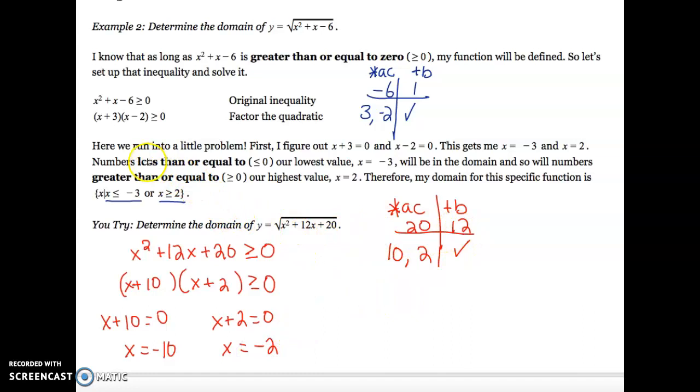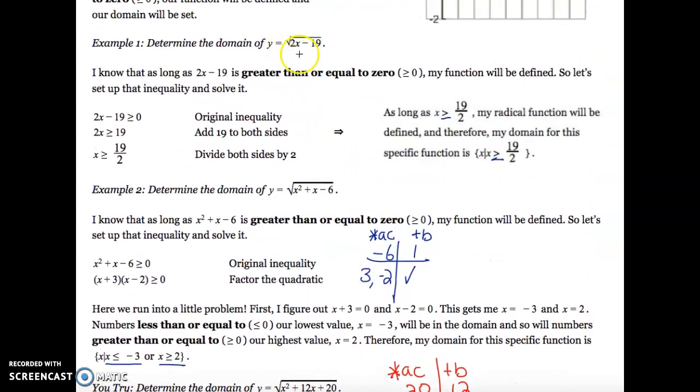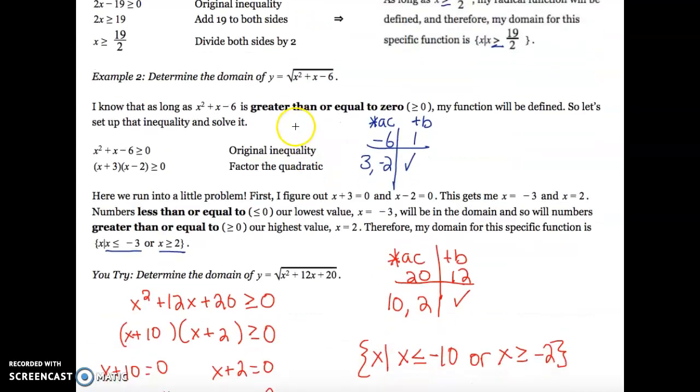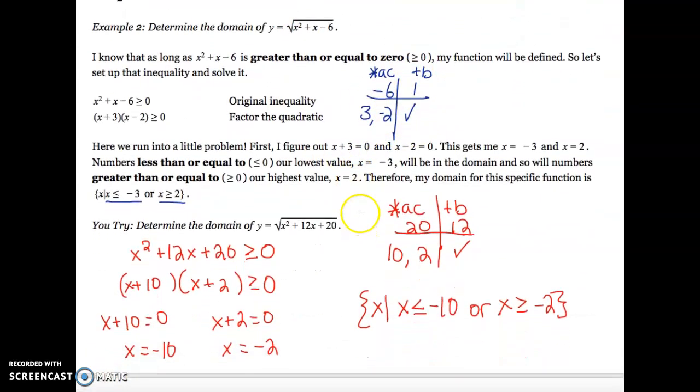So then my domain is going to be all the numbers less than or equal to my lowest value. My lowest value here is negative 10, so let's go right over here. We'll write our domain, x such that all the values, all of the numbers less than or equal to my lowest value, which is negative 10, or all of the numbers that are greater than or equal to my highest value, which is negative 2. There you go. That's gross. There we go. That's your domain for radical functions. So they're easier, like I said, if there's just like a 2x minus 19 under the root. But if you have a quadratic, then we have to bring back the factoring a little bit.